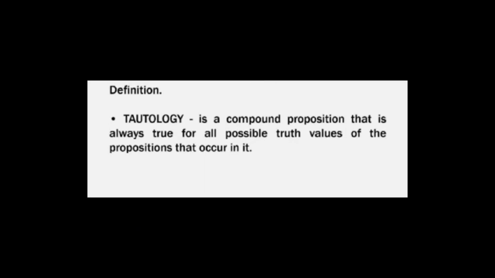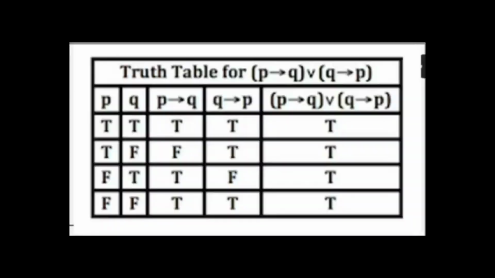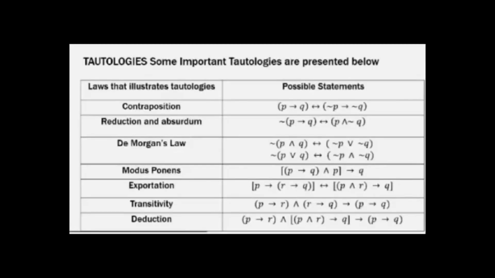As a definition, a tautology is a compound proposition that is always true for all possible truth values of the propositions that compose it. Here is an example of a tautology wherein all the truth values are true. So, here are some important tautologies that are presented. These are the laws that illustrate tautology.